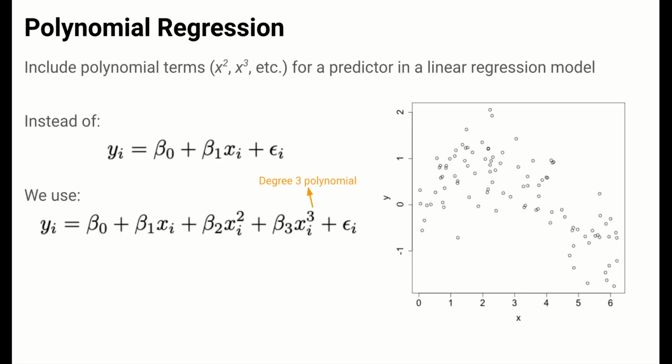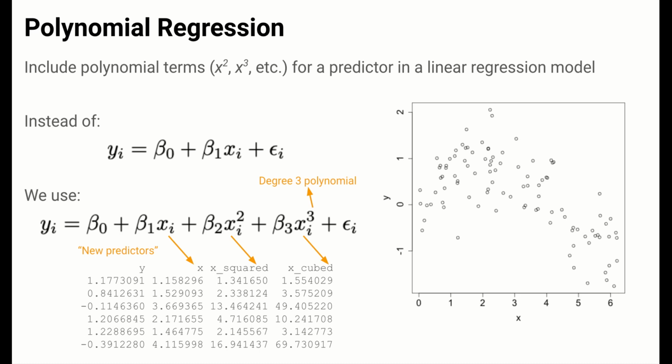One technique that fits exactly into the linear regression framework is polynomial regression. In polynomial regression, we use polynomial terms for a predictor in a linear regression model. For example, instead of a line model given at the top, we use the model at the bottom, where x is represented by a degree 3 polynomial. Computationally, this requires adding transformations of the original variable as new predictors in the model. We create these transformations by squaring and cubing the x predictor. These new predictors are then treated just as regular variables in ordinary least squares linear regression.